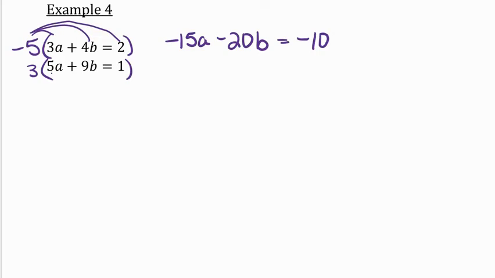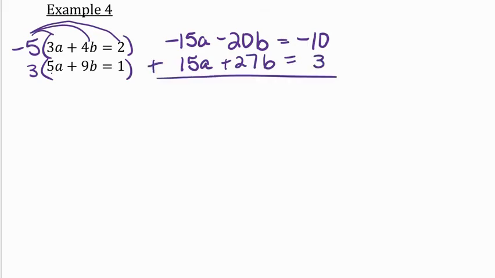Okay, and then on the bottom, I'm going to multiply everything by 3. So I get positive 15a plus 27b equals 3. Now we're ready to add those two together because we've got a -15a and a positive 15a. So when I add those together, that eliminates. And then -20b plus positive 27b would give us a 7b. And -10 and 3 would leave us with -7. Divide both sides by 7. And we get b equals -1.